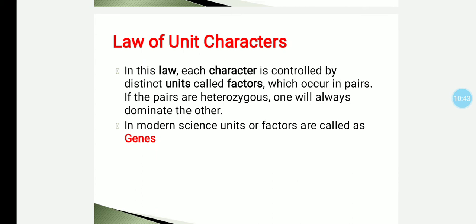In this law, each character is controlled by distinct units. These units are called factors, which occur in a pair, and if the pairs are heterozygous, one will always dominate the other. In modern science, the units or factors are called genes. Mendel says that there is something which carries the information from parents to offsprings, and this something is called units, and unit is also called factors. And after the microscopic study, now we can call it genes.